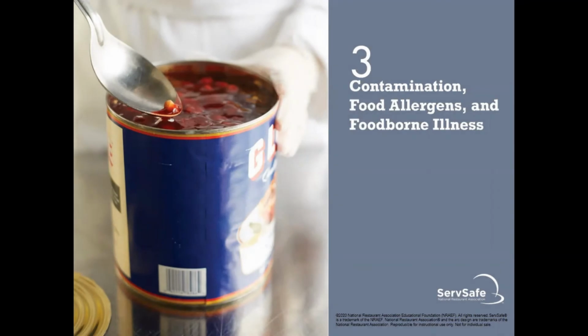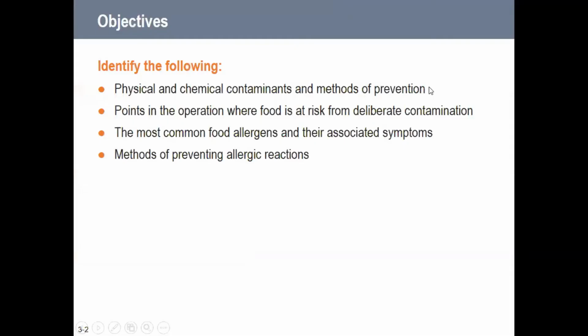Chapter 3 is over contamination, food allergens, and foodborne illness. In this chapter, we're going to be looking at physical and chemical contaminants and how we can prevent those. We're going to talk about points in the operation where food can be considered at risk from deliberate contamination. We're going to talk about food allergens, and then we're going to look at how we can prevent allergic reactions for our customers.